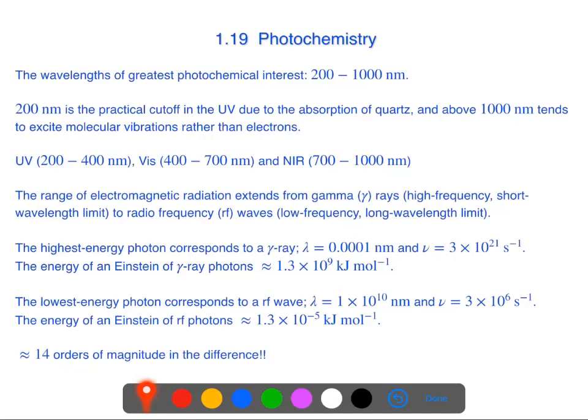Now, at the other end of the spectrum, the lowest energy photon corresponds to a radio frequency wave with a wavelength of approximately 1 × 10⁻10 nanometers and a frequency of 3 × 10⁶ per second. The energy of an Einstein of RF photons can be equated to about 1.3 × 10⁻⁵ kilojoules per mole. I mention this to show you the range in energies that we observe in the electromagnetic spectrum. There are 14 orders of magnitude difference between radio frequency waves and that of gamma rays.